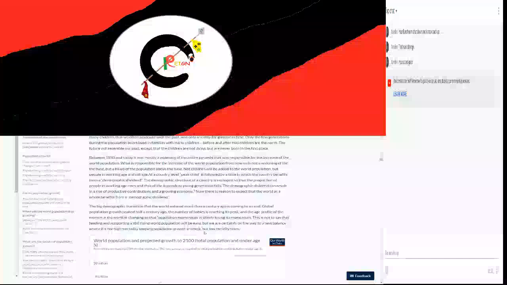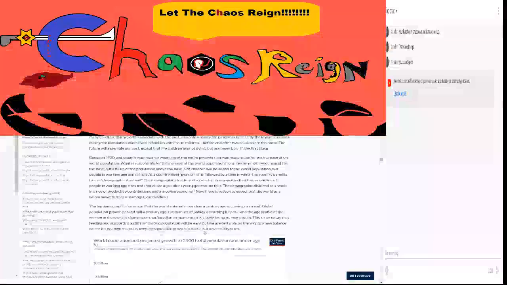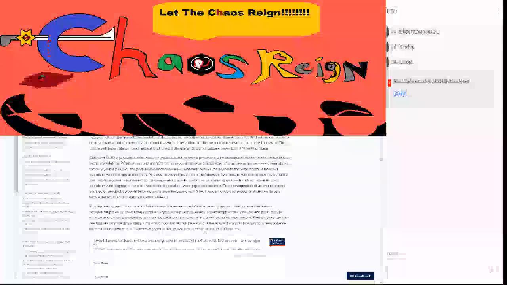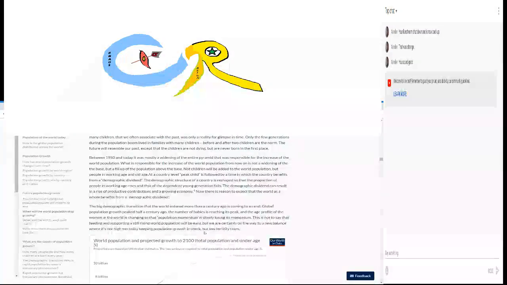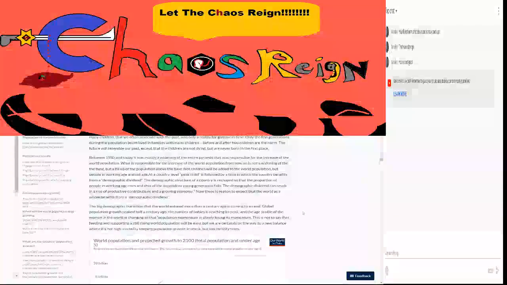The big demographic transition that the world entered more than a century ago is coming to an end. Global population growth peaked half a century ago. The number of babies is reaching its peak, and the age profile of the women in the world is changing, so that population momentum is slowing, losing its strength. This is not to say that feeding and supporting a still-rising world population will be easy, but we are certainly on the way to a new balance where it's not high mortality keeping population growth in check, but low fertility rates.